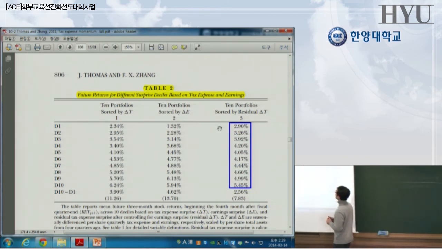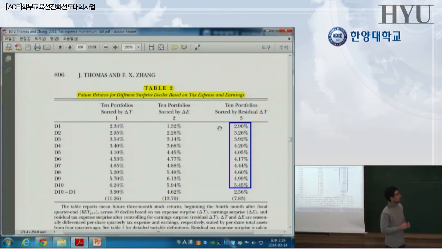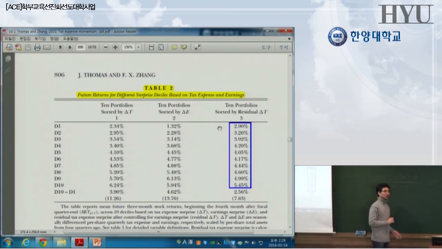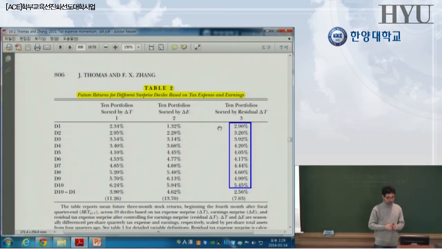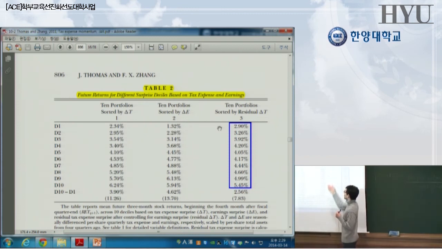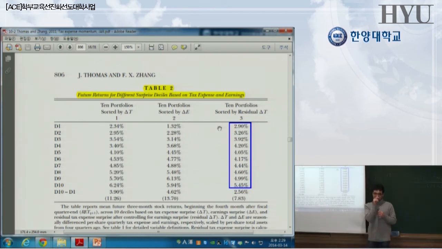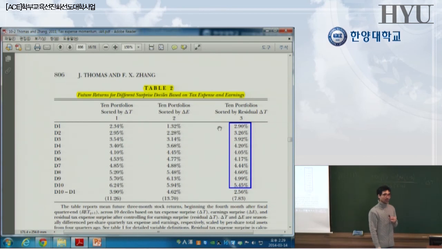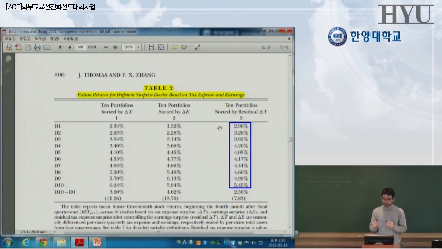And then we can sort the firms another way. Another way is that we can sort the firms by today's earnings surprise. And no wonder, if we have a positive earnings surprise, then we have more return in the future, even nicer. And then what the authors smartly did is that when sorting firms based on tax surprise, they get rid of the effect of the earnings surprise, and then sort firms purely based on this tax surprise. It is called the tax portfolio sorted by residual T.